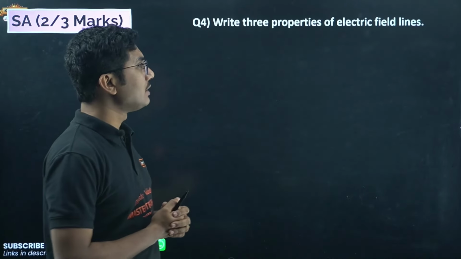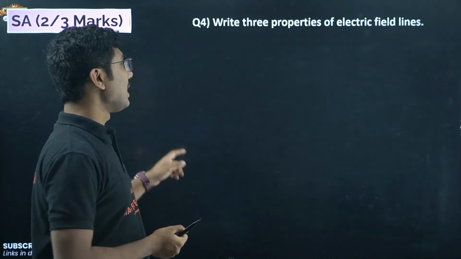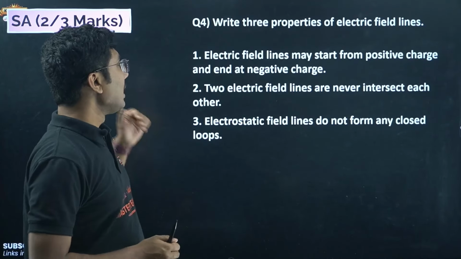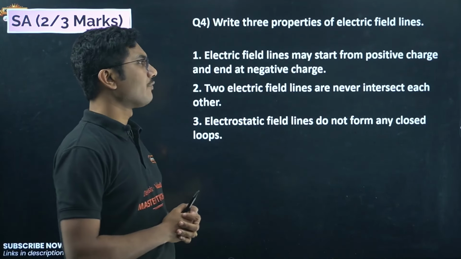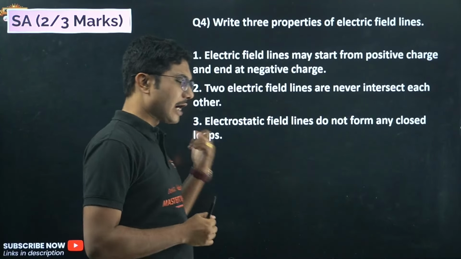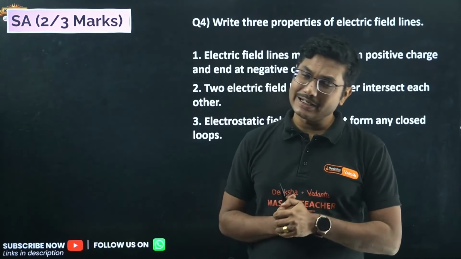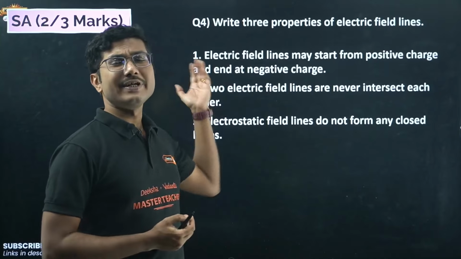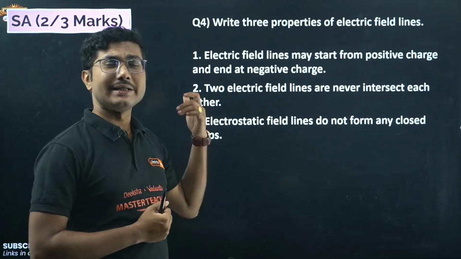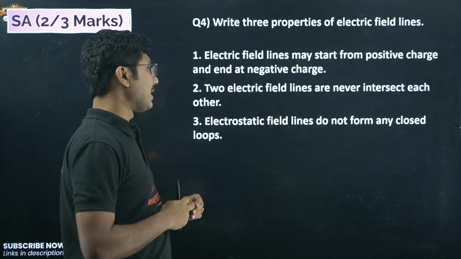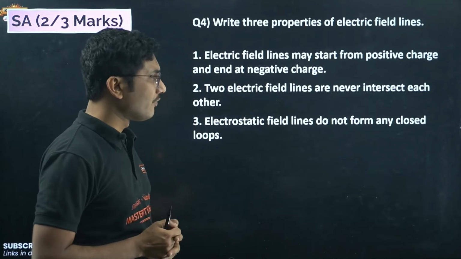Write 3 properties of electric field lines. Again, 2 properties or 3 properties, all can come. Electric field lines may start from a positive charge and end at a negative charge. So it starts at a positive charge and can end at a negative charge, or it can start at infinity and come to a negative charge, or start at a positive charge and go towards infinity, based on the charge. Two electric field lines never intersect each other.